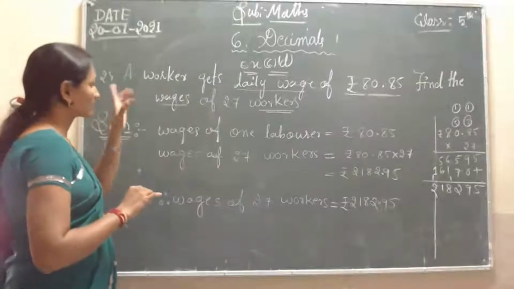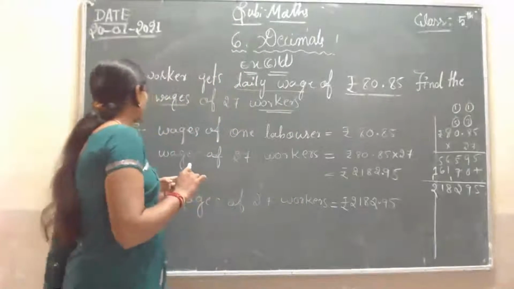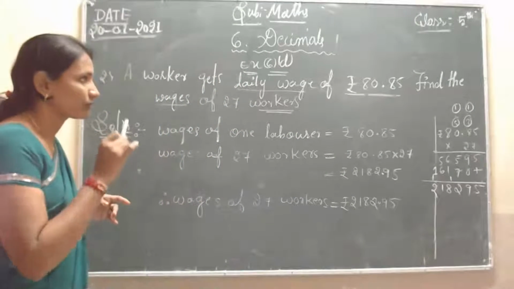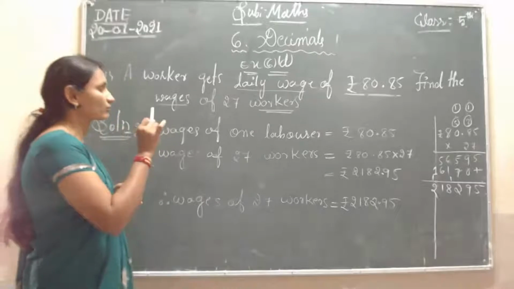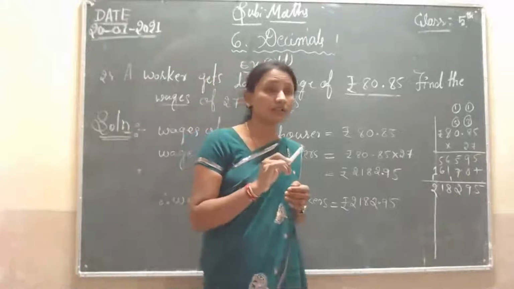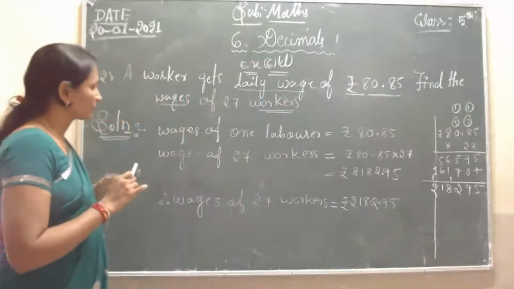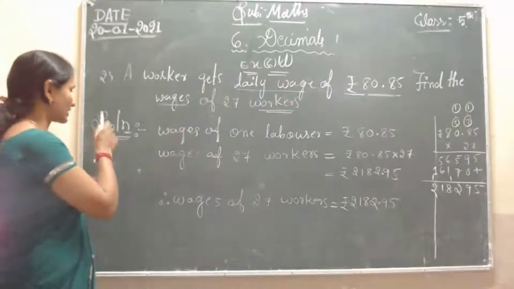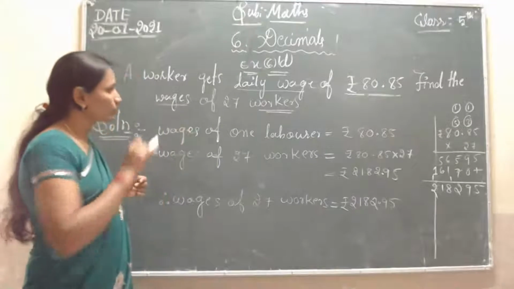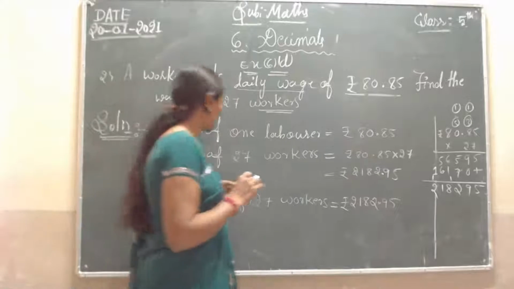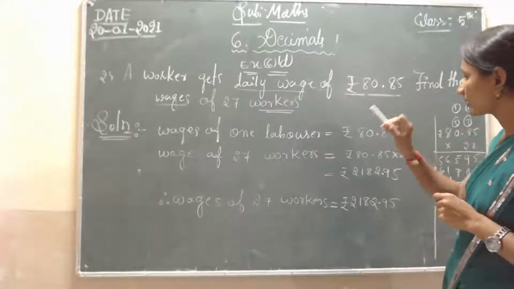So first question here, the first question is a statement or word problem. First you have to read the question. The question is: a worker gets a daily wage of 80 rupees 85 paise, but you have to find the wages of 27 workers. So find the wages of 27 workers. First you see the question, afterwards the first step means you have to write the solution. In one labor, what is the cost of one labor? The wages of one labor is 80 rupees 85 paise.